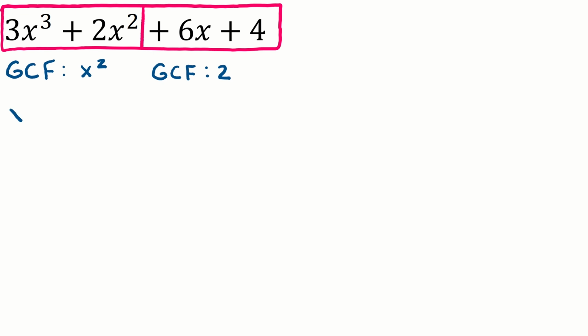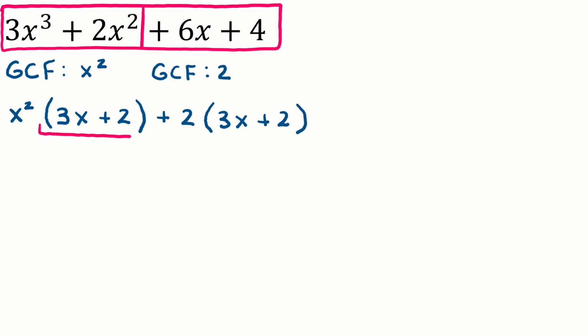That would give us x squared times, so 3x cubed divided by x squared gives us a 3x, and then 2x squared divided by x squared gives you a 2. So we have 3x plus 2. We're going to add to that, factor out the greatest common factor from our second two terms, which is a 2. When we do that, 6x divided by 2 gives us a 3x, and 4 divided by 2 gives us a 2. Now we can see that we ended up with the same bracket.